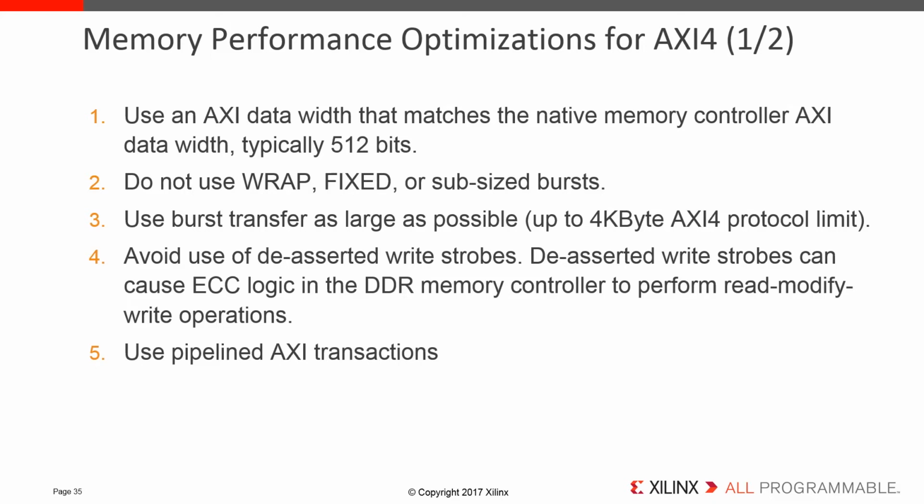The AXI-4 bandwidth contributes significantly to the overall memory performance of the design. It is recommended that you make the AXI-4 interface 512 bits if you want to maximize the memory bandwidth for a native 512-bit wide memory. Other things to keep in mind are avoid the use of wrap, fixed, or subsized bursts. And when sending large amounts of data that is linear and sequential, send them in 4K byte bursts. This increases the efficiency of the memory controller.